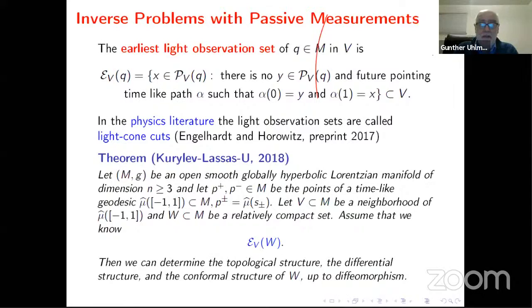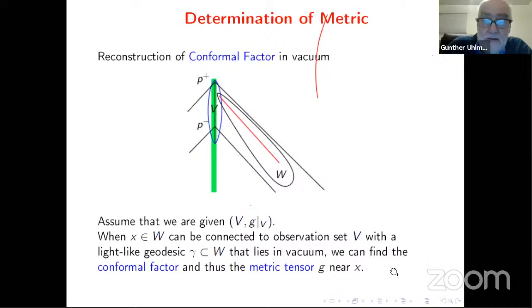So this is the part about passive measurements. Now I go more to the PDEs, but they are related questions as we're going to see. There is one thing: if you want to recover the conformal factor, if you know the metric in part of V, a priori, suppose you know that it is Minkowski, for instance, you are in vacuum, then we can recover the conformal factor near the points that hit that region. So we can recover the whole metric.